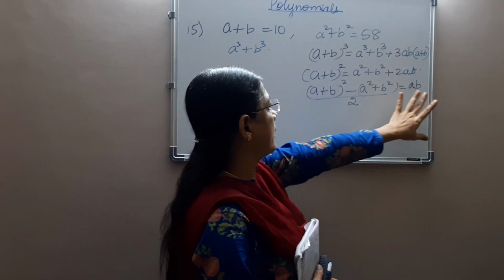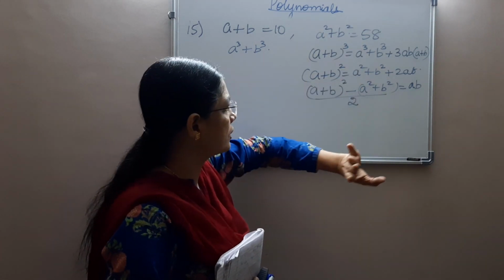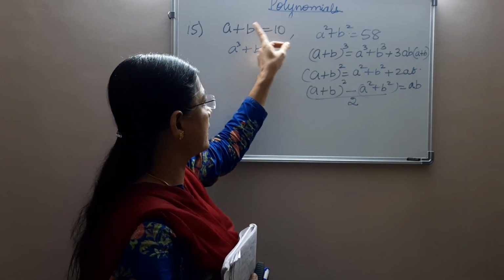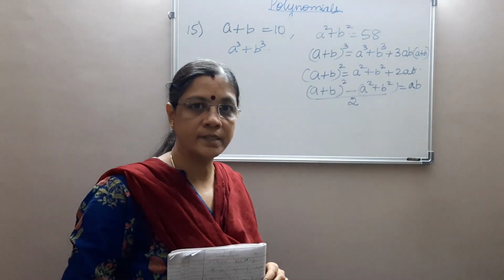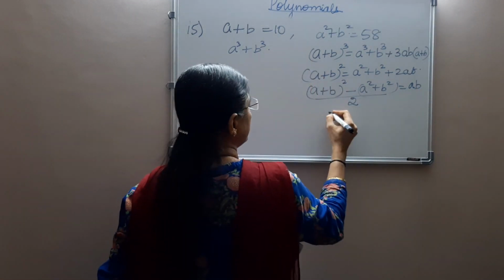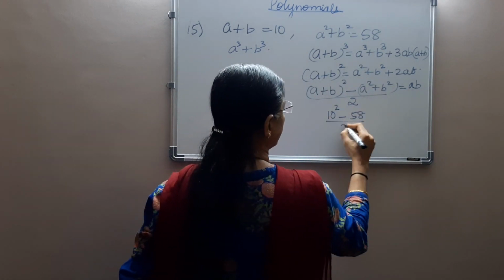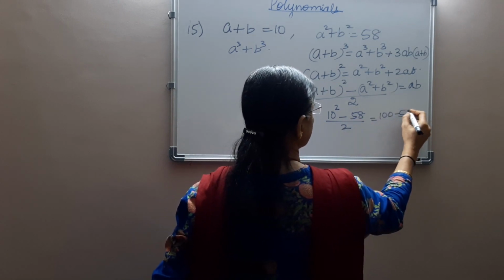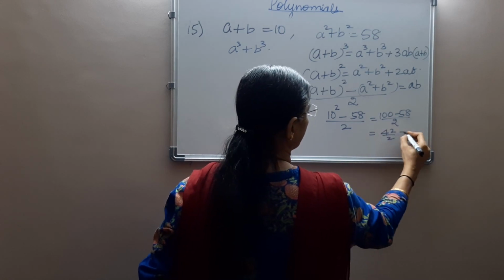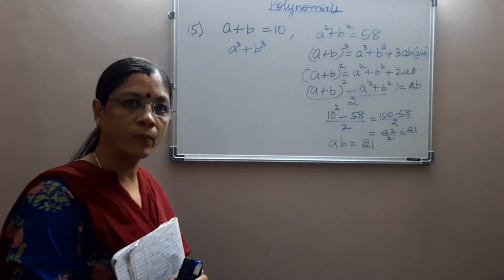So for ab I have the value. For this, a plus b is given, a squared plus b squared is also given. So for ab I can substitute this value, and for a plus b I can substitute this value. Hence I will get a cube plus b cube. Now let me substitute the values for ab. A plus b is 10, so 10 squared minus a squared plus b squared, which is 58, divided by 2. So that is 100 minus 58 divided by 2. What is 100 minus 58? That is 42. 42 divided by 2 is 21. So ab is equal to 21. I've got the value for ab.